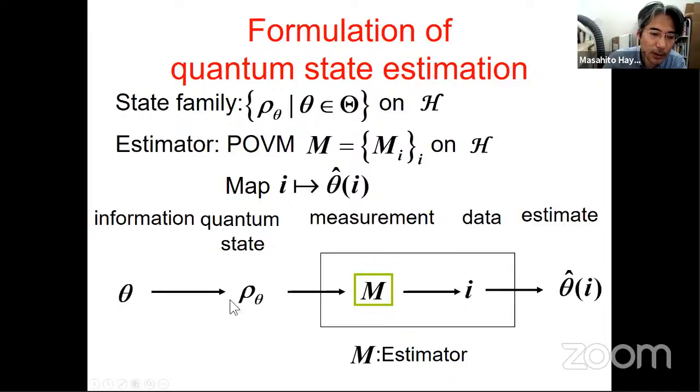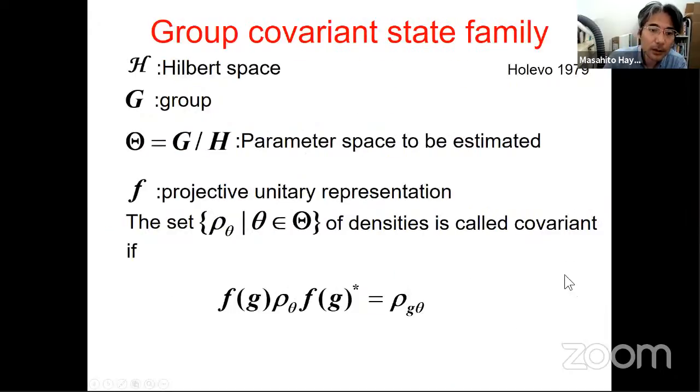This is an unknown parameter, but reflecting this parameter, we can generate a quantum state rho theta. Then we apply measurement. By applying measurement, we obtain data i, and from i we have some function. Then we obtain an estimate. However, it is not so easy to consider that problem in the generic situation.